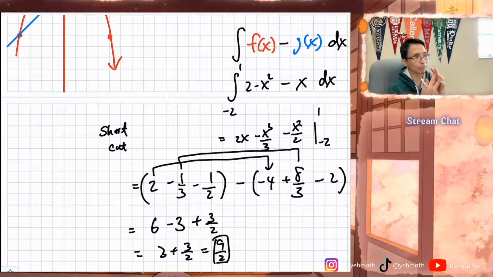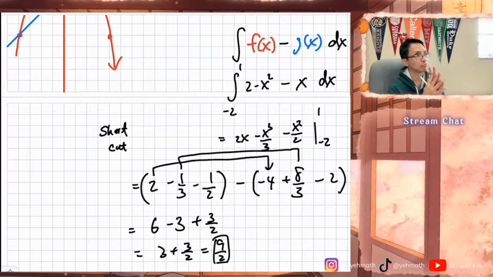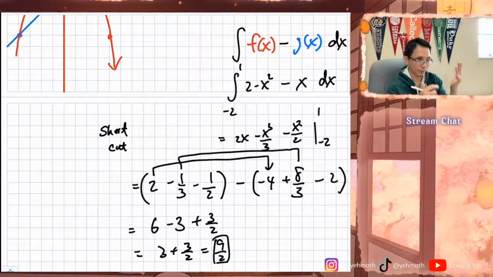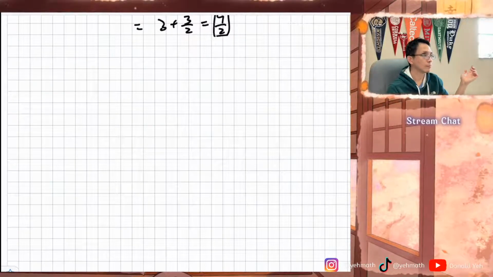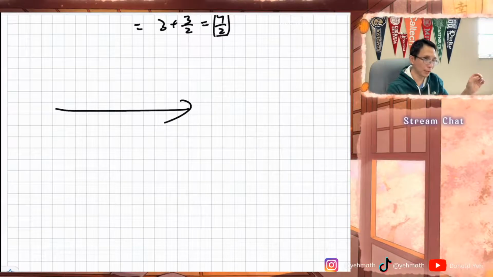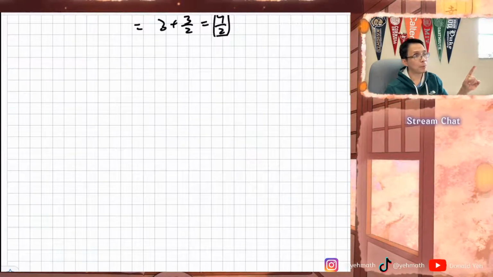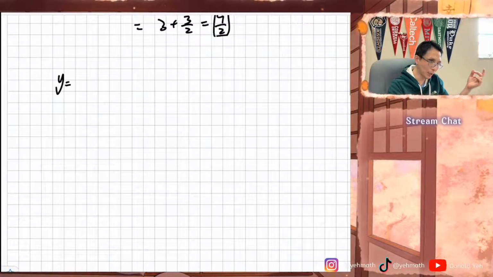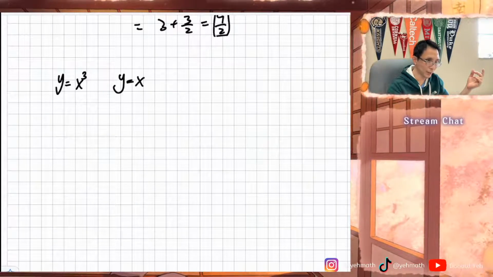Now, here's the thing. Can they have more than two intersections? Yeah. Well, it really depends on the graph, right? If it's a sine graph, you could have a bunch of intersections. But we're not going to deal with sine graphs. We're going to stick with algebra here. But the problem with that is, let's look at this question here. y is equal to x cubed and y equals x.